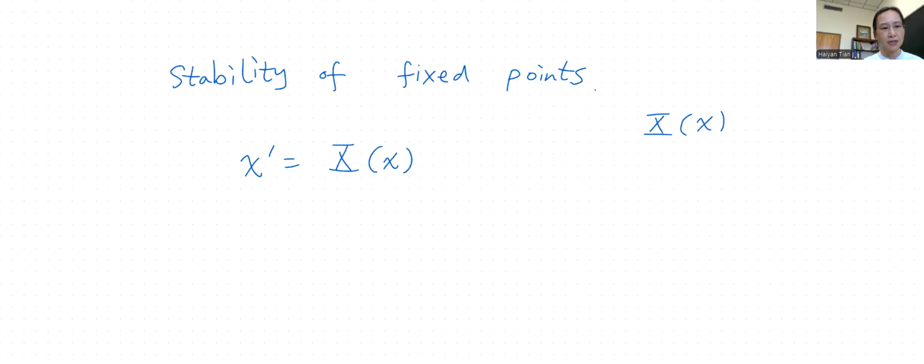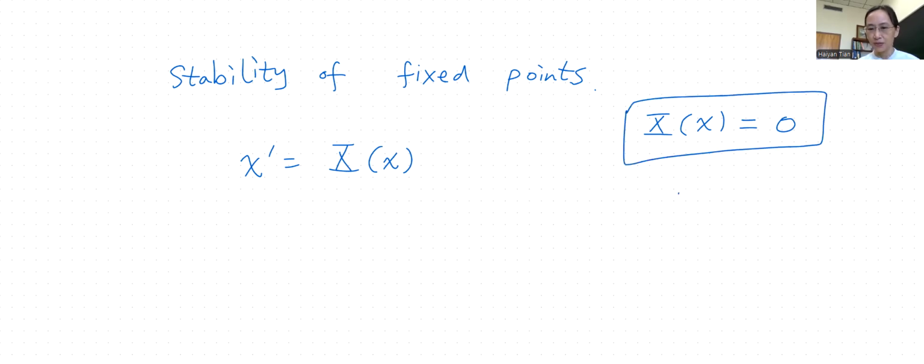Stability of fixed points. For an ODE system in this form, x derivative equals vector field, capital X. If we're solving a system and relatively easily, we can find constant solutions by setting the capital X to 0. So if we can find all solutions of this equation, then we can find our constant solutions.